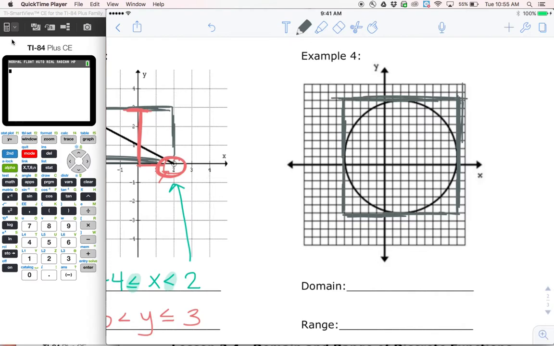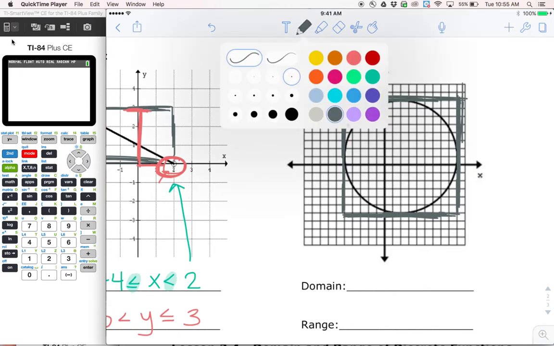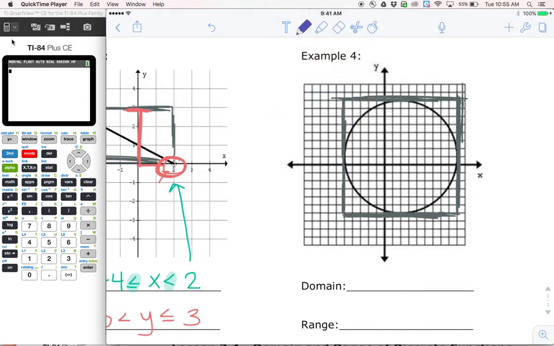Now, did you notice that there are no open circles or closed circles? No circles at all on the points means use closed circle.